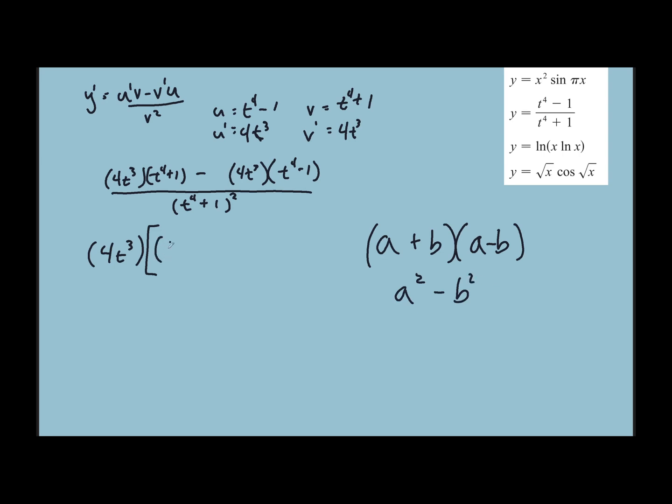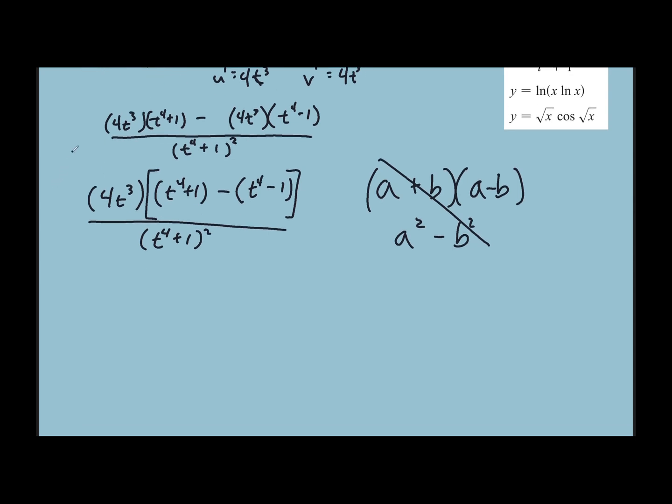So in our case, we get t to the fourth plus 1 minus t to the fourth minus 1. We might just be canceling things out because they're not multiplied. So this probably doesn't apply, over t to the fourth plus 1 squared. When they're multiplied, that's when it matters. But they're not multiplied here. They're actually canceling each other out because this is going to go away.